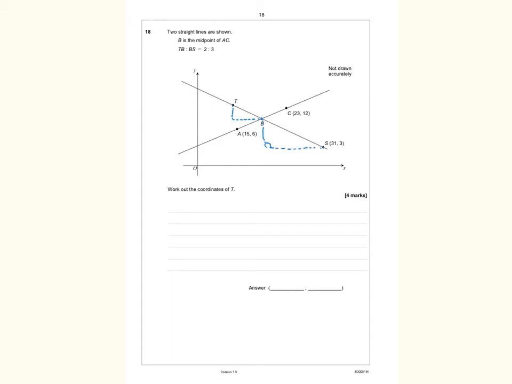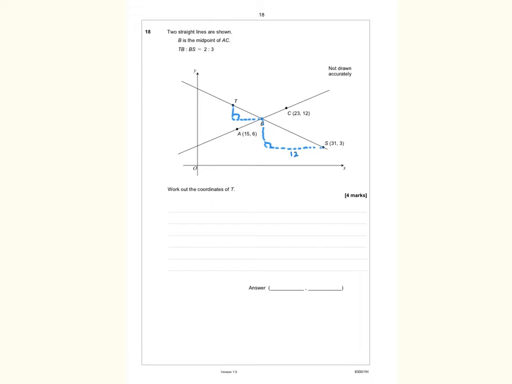Now what you can do is, if you know the coordinates of B, let's just say what it is. The x coordinates 15 and 23 add to 38, and half of 38 is 19. So the x coordinate of B is 19. So it would have come up to 19 here, and we need to get up to 31. So you can find this length. 19 to 31 is 12. So this would be 12.